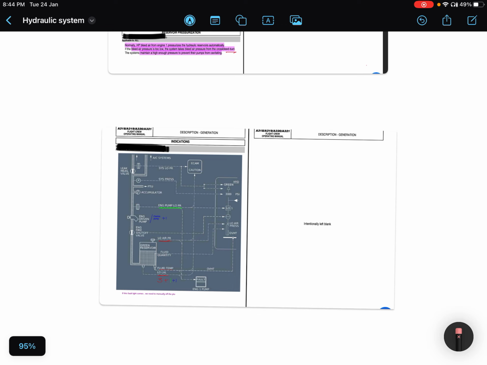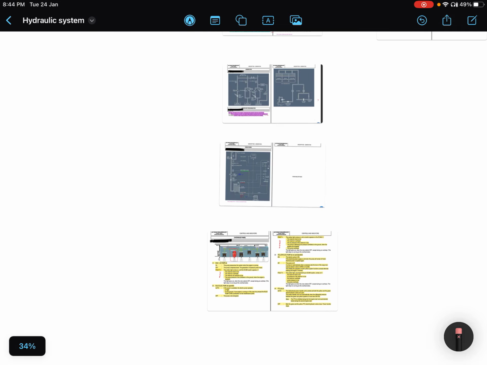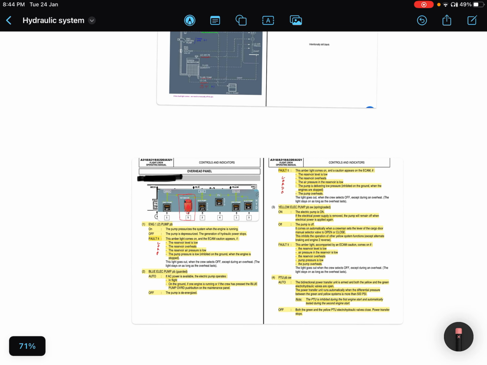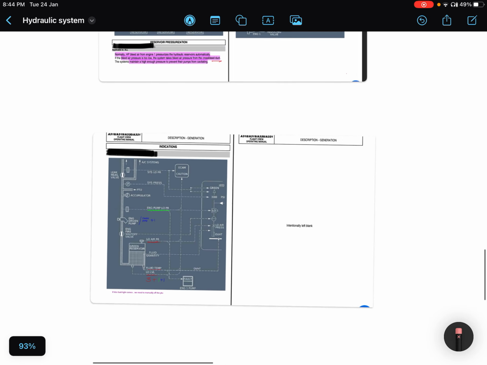Next slide is this only. I think this is the last slide, after which the chapter ends, and next is controls and indicators only, right? Okay.